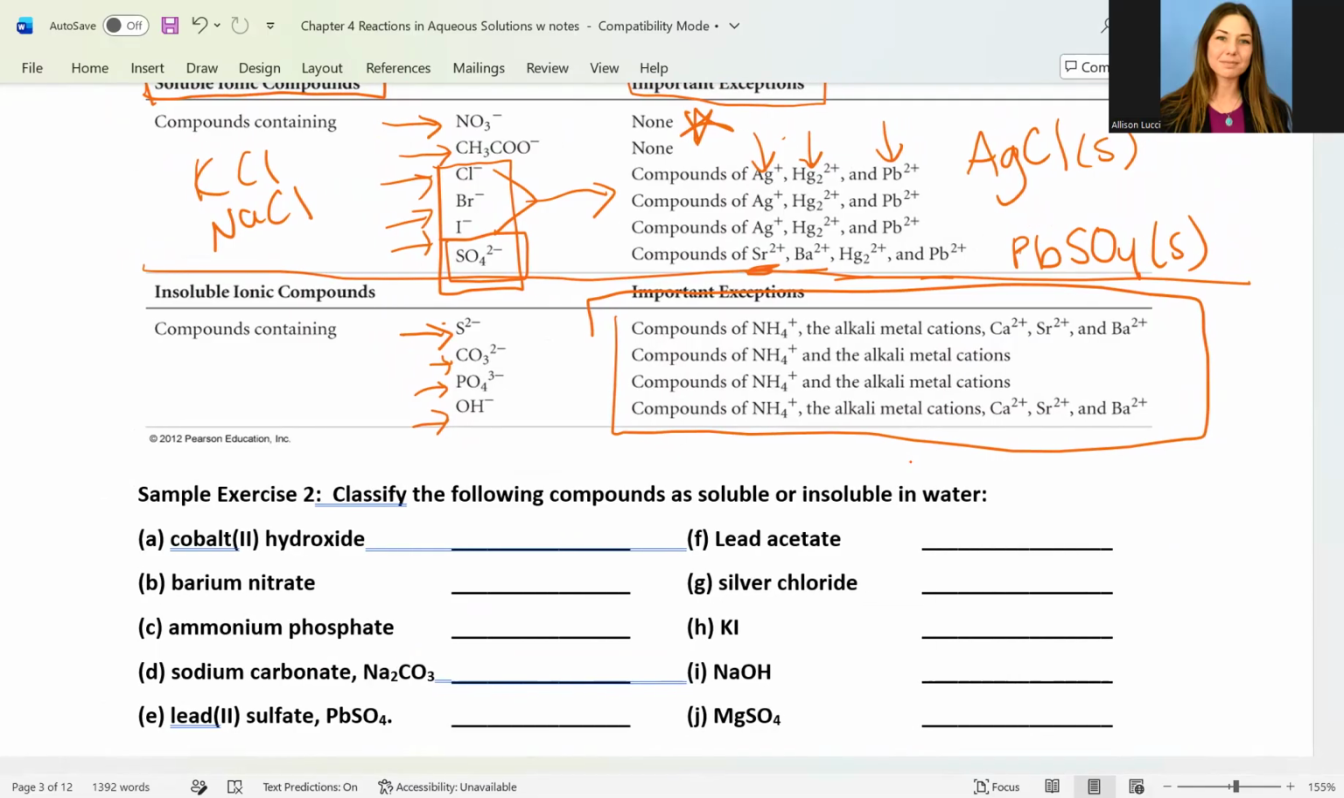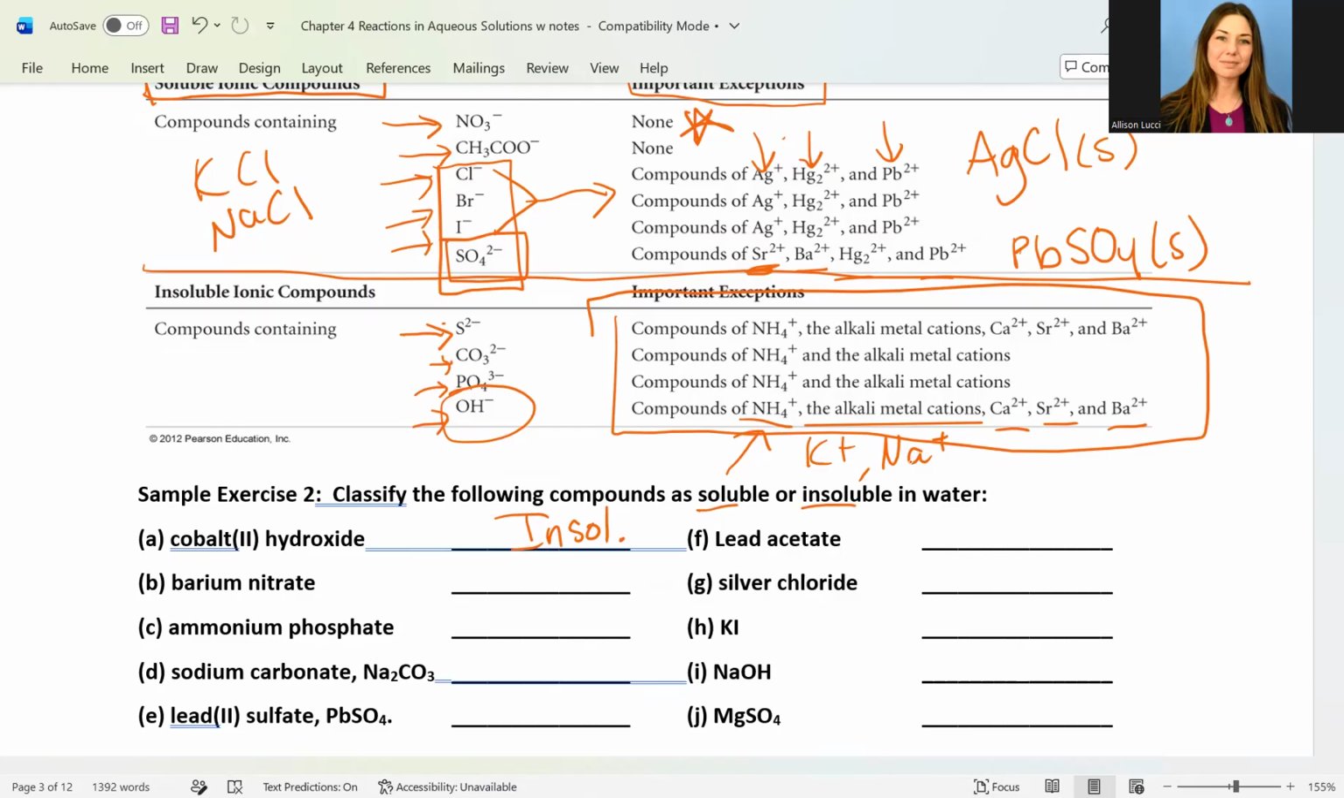So let's say we have a cobalt containing ion and it's mixed with a hydroxide containing solution. We would say that in general, they would form insoluble precipitates, except for when they're mixed with ammonium, the group 1 metal cations, so again, that's the alkali metals, K plus, Na plus, which would form soluble solutions, or calcium, strontium, and barium. But since cobalt is not on that list, we're going to say that it's probably an insoluble compound. So that's what we're going to indicate as our answer, either soluble or insoluble.